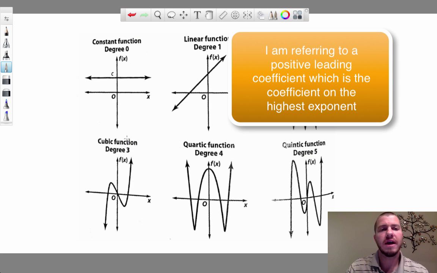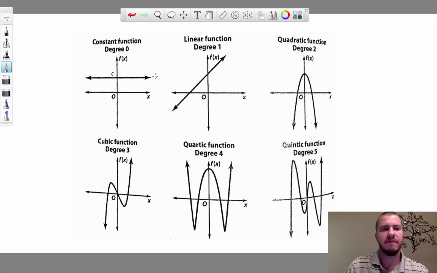Okay, we're going to start looking at the graphs of polynomials. And the first three we should be familiar with. The constant function, when it's just f of x equals a constant, is a horizontal line. And then you have the linear function, which is in that form f of x equals mx plus b. That's a line. And that's the linear function. The quadratic is when it's a quadratic, and that's a parabola.